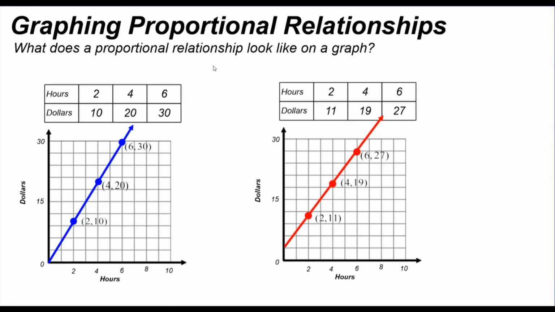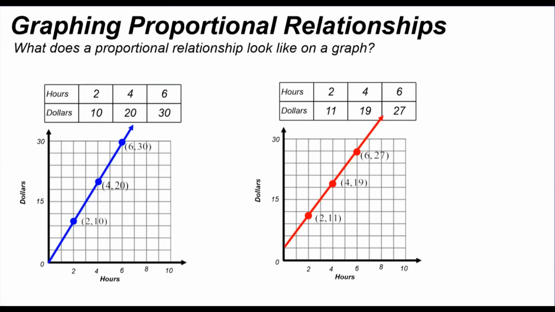So here on the screen, I've got two relationships. One of them is proportional and the other one is not. And we're going to kind of compare and contrast them. So on the left, I've got hours and dollars, and this is a proportional relationship. If you find the unit rate here each time, you're going to find that it has a constant unit rate of $5 per hour. On the right, this relationship is not a proportional relationship. If you find the unit rate here, dollars per hour, it's always changing. It's never the same.